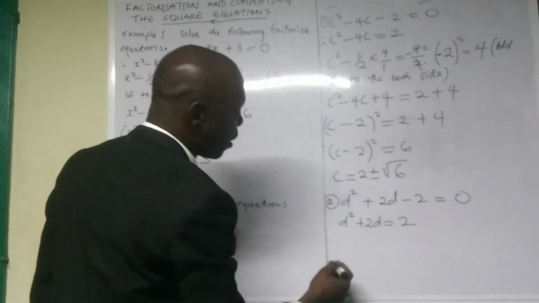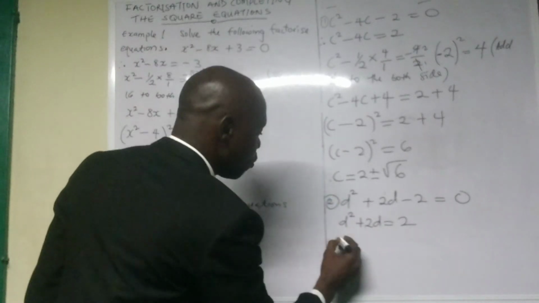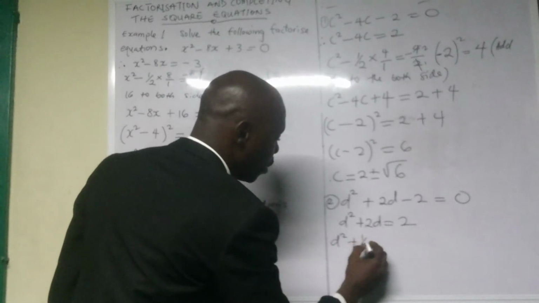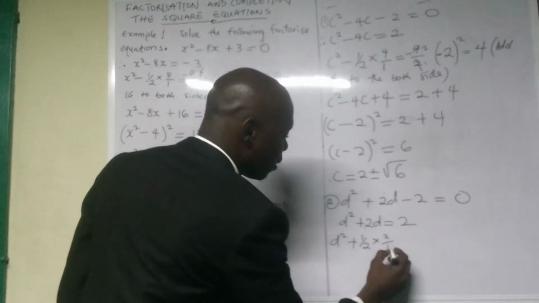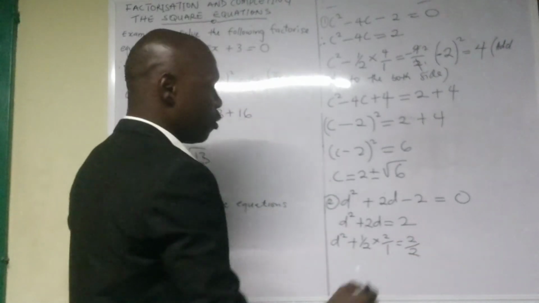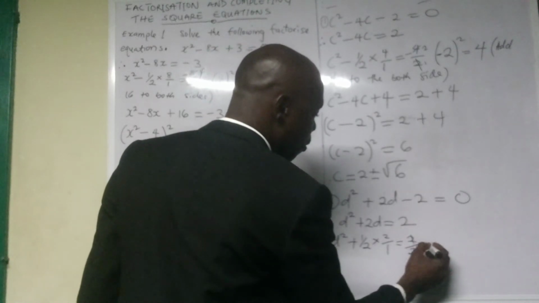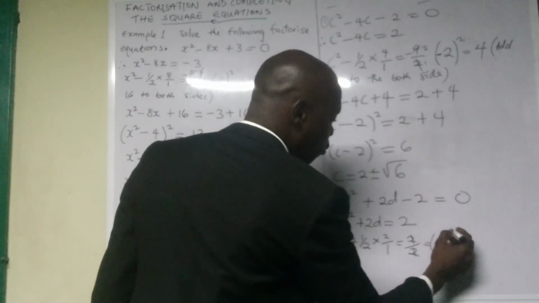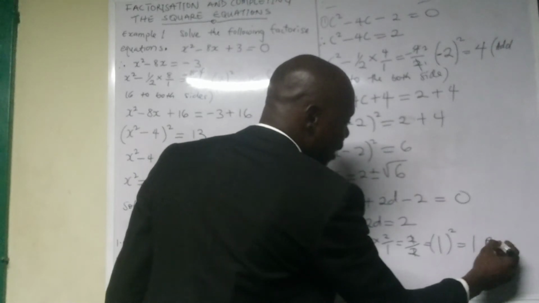So let's now go back to our equation. We want to look for the half of this second coefficient. So it will now become d squared plus (1 over 2 times 2 over 1) equals 2 raised to power 2. 2 divided by 2 is 1, so that equals 1. And if you check this one, 2 raised to power 2, 1 times 1 equals still 1. So we add it to both sides.